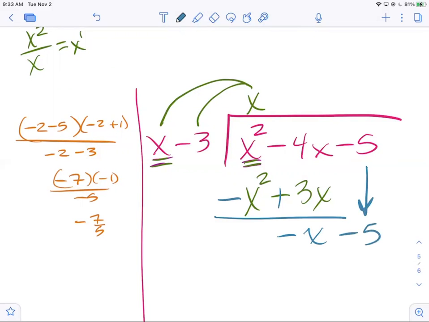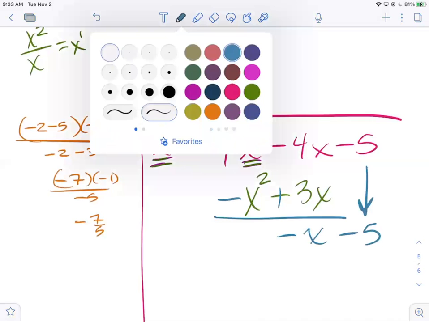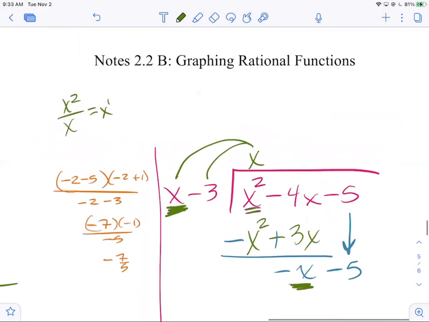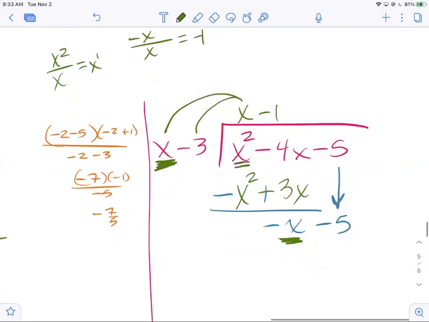And now really all you have to do is one more time. How many times now does x go into negative x? Not quite. Again, that's the same thing as asking yourself, what is negative x divided by x? It's negative 1. That goes here. And look what happens when you multiply. You get negative x plus 3. And then when you change the signs, they're going to cancel. So you can keep going if you want. But look what we have up here in the top. That's your quotient.